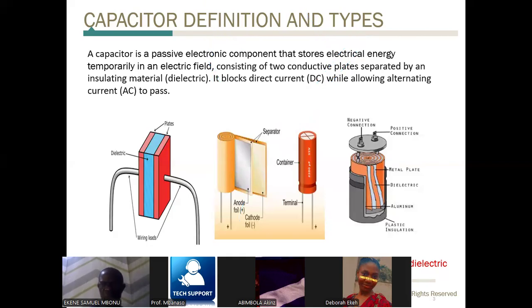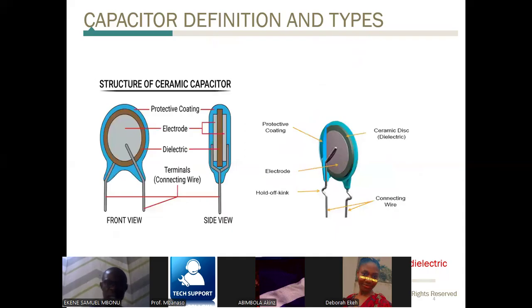So now we have the inside of a ceramic capacitor. This is what you see inside. You see the electrode, the protective coating, and the dielectric. The principle of construction is the same. What changes basically is the dielectric, which is the insulation material.